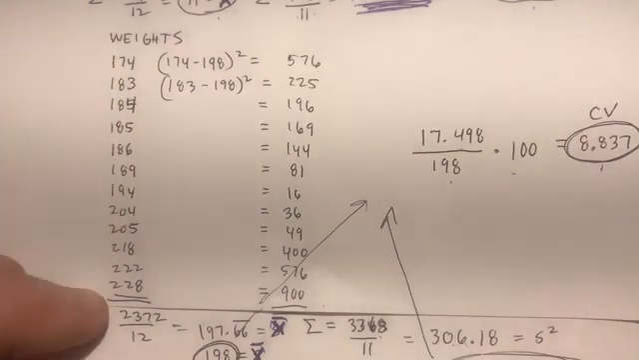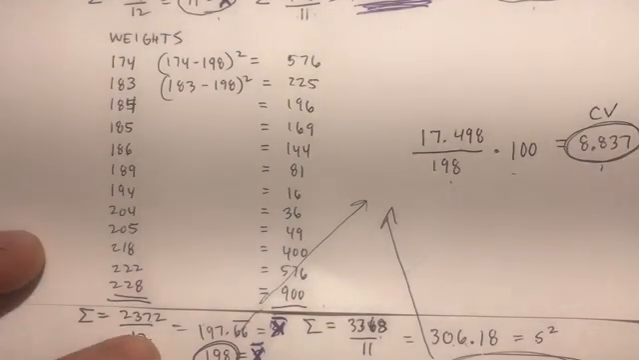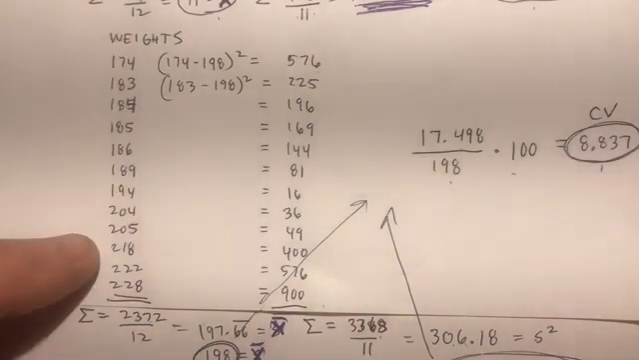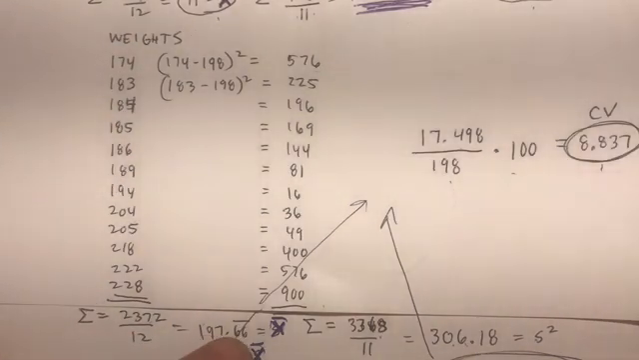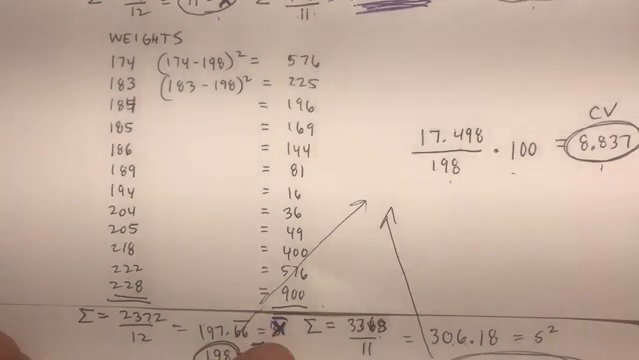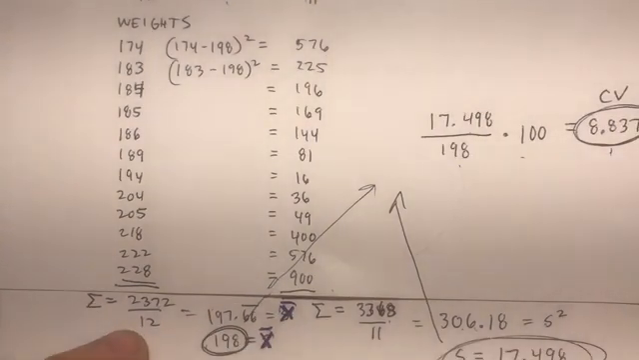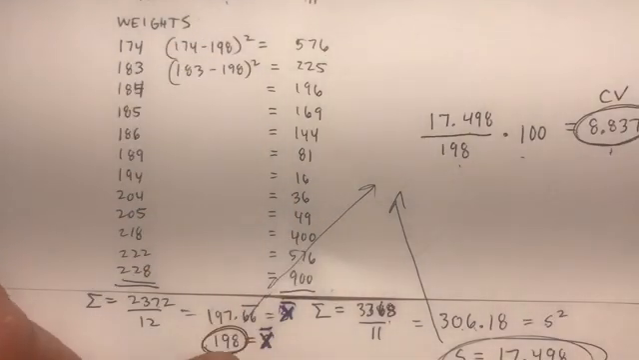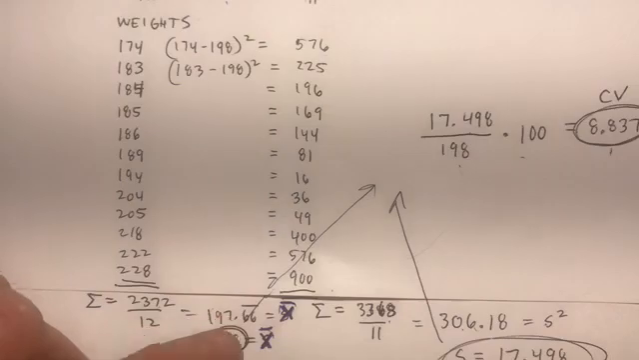Put my weights in order. I add them all up, which is my sum right here, 2372, and I divide by 12 because there's 12 of them. And I get 197.66. That's my mean. All right, well, I just went ahead and rounded it to 198 to make my computations up here a little easier. So I just round it to 198.